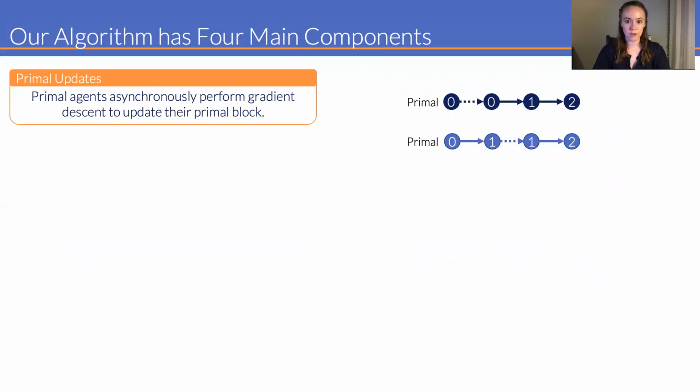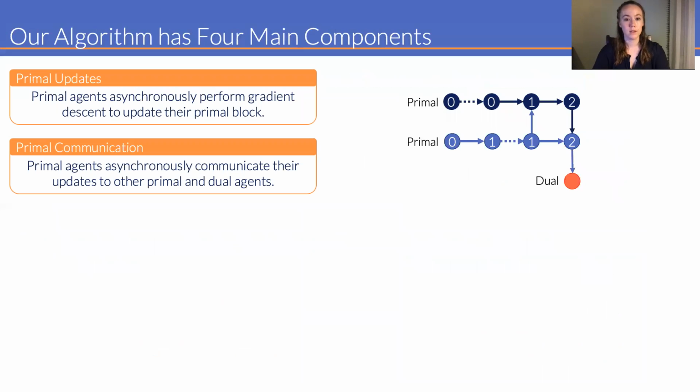So with all of that introduction behind us, we can look at a very high altitude view of our algorithm. First, primal agents asynchronously perform gradient descent to update their primal block. Although these steps may appear in sequence in the diagrams, they happen asynchronously. Not necessarily in sequence, not necessarily at the same frequency, and not necessarily with any regularity in their timing at all. Next, primal agents asynchronously communicate their updates to other primal and dual agents.